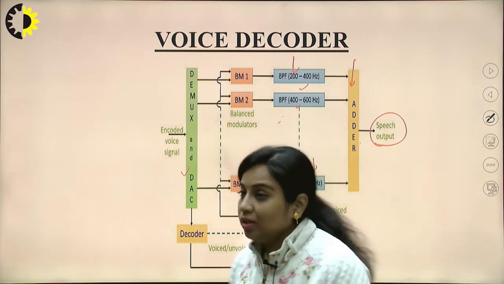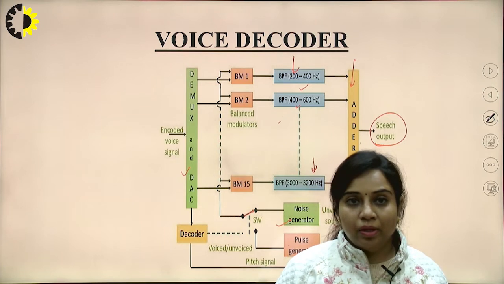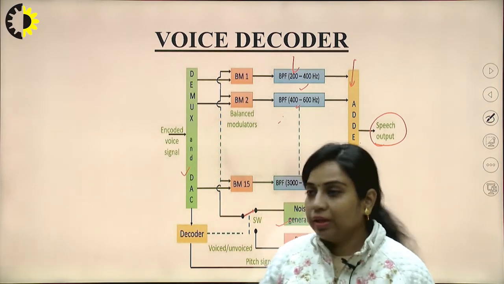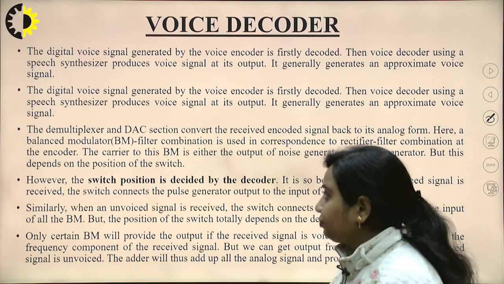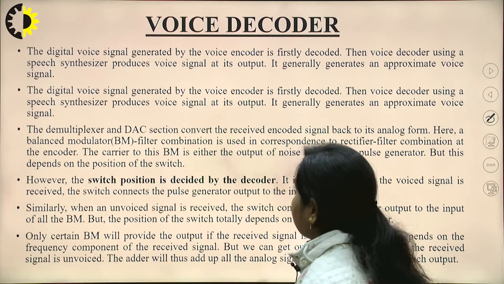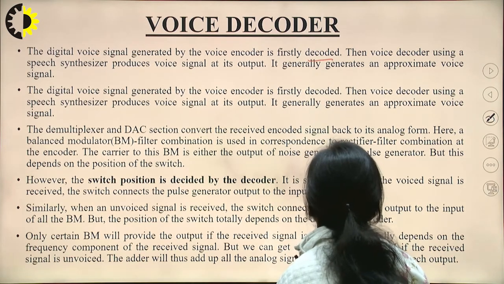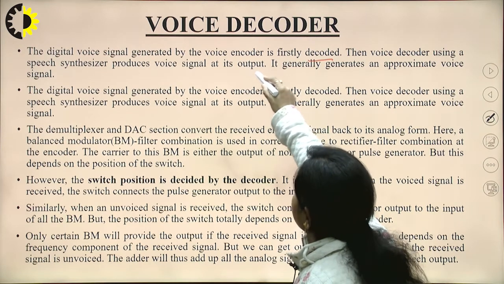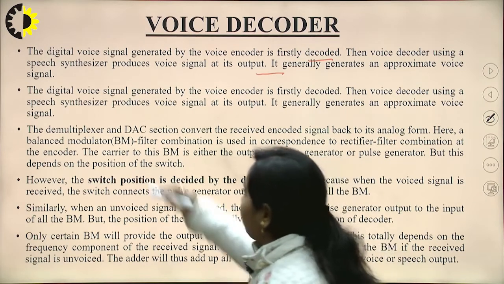So whatever analog signal you want to transmit will be encoded at the transmitter side, then decoded at the receiver side. Now this is the explanation of this diagram. The digital voice signal generated by the voice encoder will first be decoded. Then the decoder, using a speech synthesizer, produces voice signals at its output. It generally generates approximate voice signals.